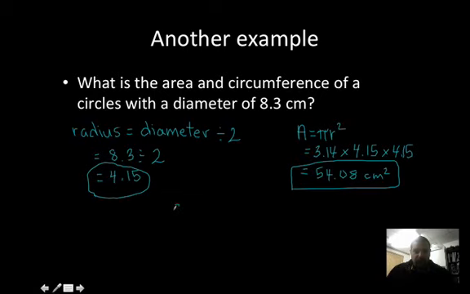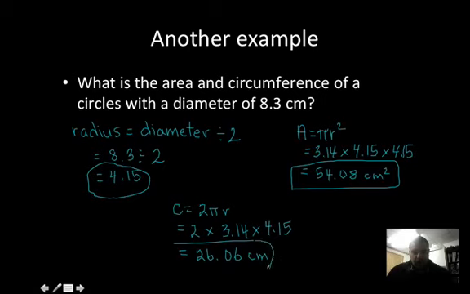To do the circumference, I'm going to start down here. Circumference is equal to 2 times pi times radius. Get 2 times 3.14 as our approximation for pi times our radius, which we figured out to be 4.15. Key it into the calculator and we come up with a circumference of 26.06 centimeters. So here we have our circumference.